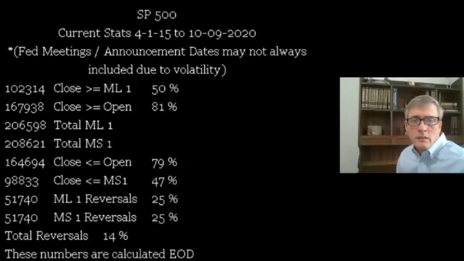The difference in the MS1 and the ML1, the 3%, is most likely due to the fact that we have been in an uptrend for quite some time. Most of the last 5 years, we have been in an uptrend, and I would say that that is a large percentage of the reason why you have a big difference in the MS1 and the ML1 levels. The total percentage of the reversals is 14%.